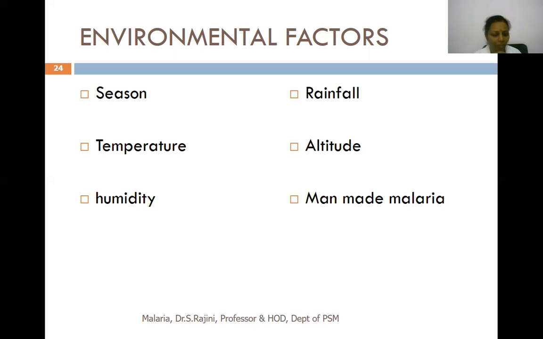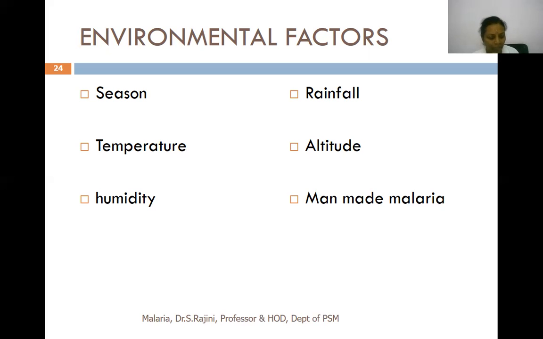Okay, so coming to the environmental factors, season. It's a seasonal disease where it is very common from July to November, where there is heavy rainfall. And temperature, it is common between 20 to 30 degrees centigrade. This temperature is very favorable for the mosquitoes to breed.